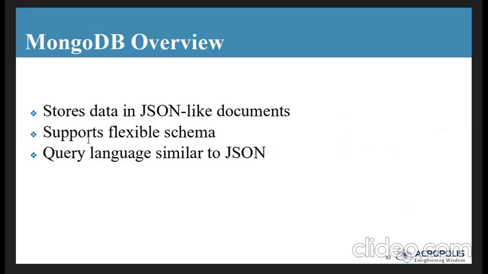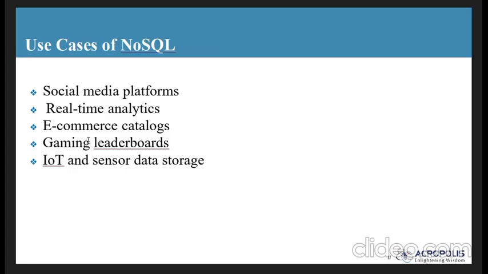Next is MongoDB overview. It stores data in JSON-like documents, supports flexible schema, and has a query language similar to JSON. Next are use cases of NoSQL, like social media platforms, real-time analytics, e-commerce catalogs, and gaming leaderboards. And last is IoT and sensor data storage.